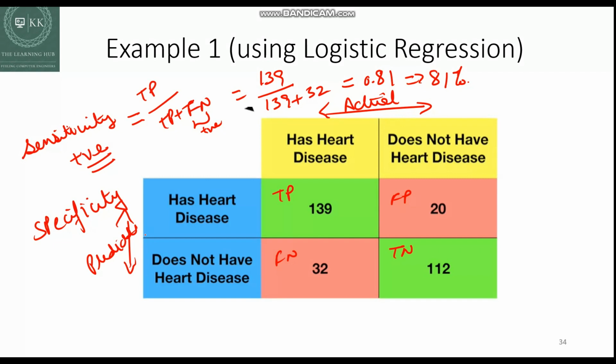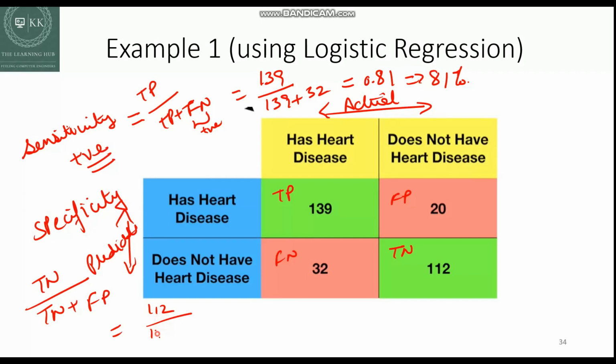Now we can't work only with positivity, because we have to check how many of the negative people are actually identified as negative. For that we work on specificity. Specificity, we know, is true negative divided by true negative plus false positives. So what is the value of true negative over here?